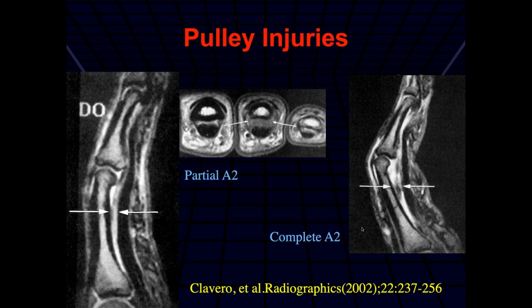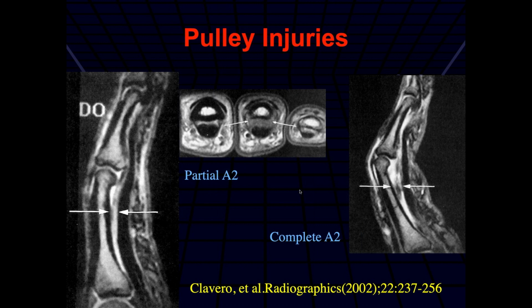Okay, so I guess on the right, we see a little bit of increased distance between the flexor digitorum profundus and the proximal phalanx, and that's suggestive of a pulley injury. And I guess this one's saying it's partial. On the other side, we see pretty significant increased distance. So we're calling that one, I guess, a complete A2 pulley injury.